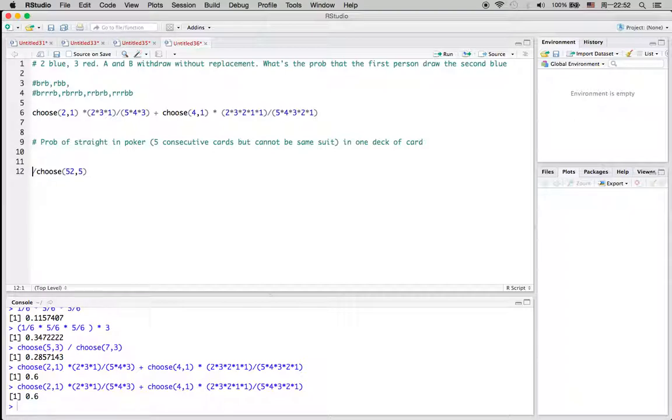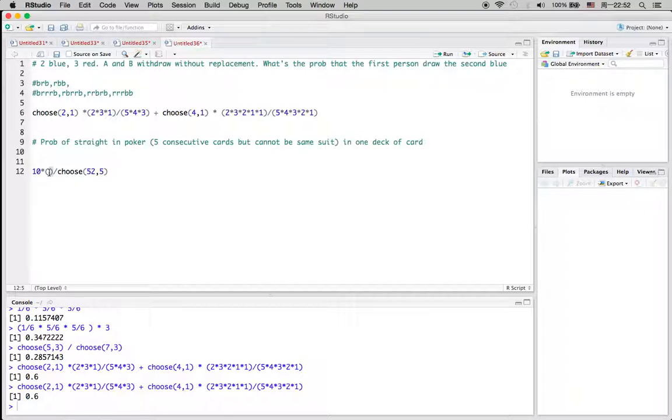Then we are going to look for the numerator. For a straight, which means 5 consecutive cards, we can have ace to 5, or the last combination will be 10, jack, queen, king, and then ace again. So that gives us only 10 combinations: from 1 to 5, 2 to 6, 3 to 7, all the way to 10, jack, queen, king, and ace. So there are only 10 combinations. That's where the 10 comes from.